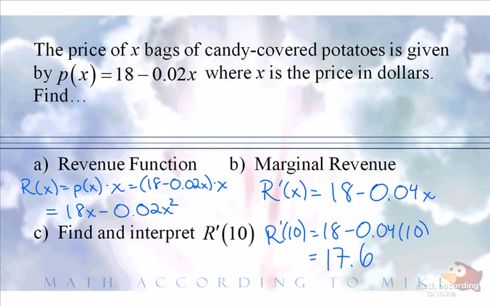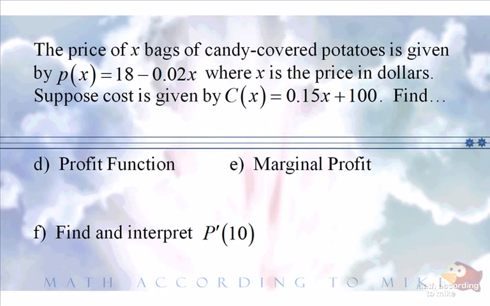So the revenue at the 10th bag of candy sold is increasing by $17.60 per bag. So the revenue when the 10th bag is sold is increasing by $17.60 per bag. You could also say the approximate revenue for the 11th bag is $17.60. Both are correct. And depending on the problem, you will have to think about both.